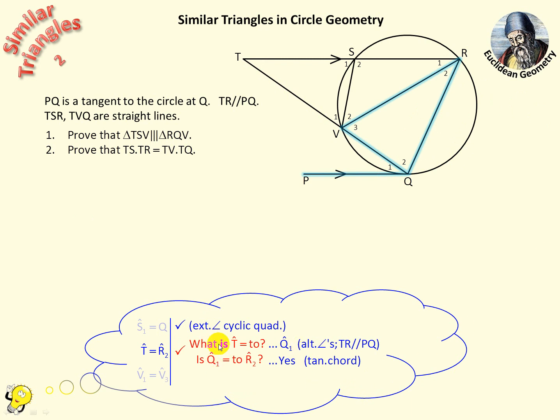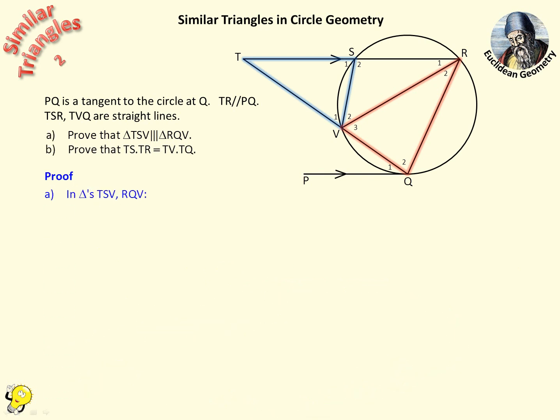We'll have to put the little proof into our proof of similarity. And therefore, V1 equals V3. So the reason why? Obviously, angle sum triangle. So let's do the proof. First of all, write the triangles. S1 equals Q2. Exterior angle cyclic quad. T equals Q1.